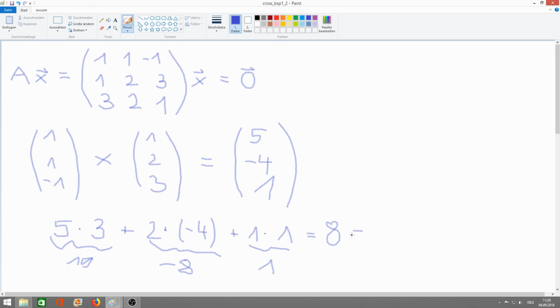And this is obviously non-zero. Therefore, A is of rank 3 and x equals 0 is the only solution to this system.